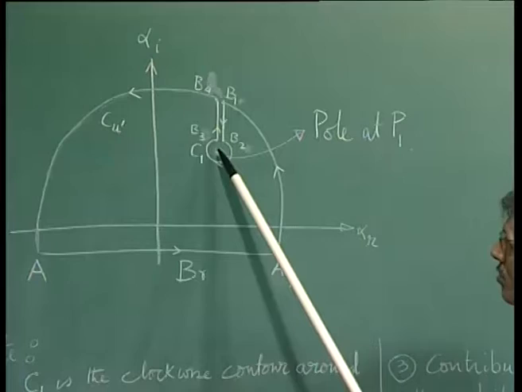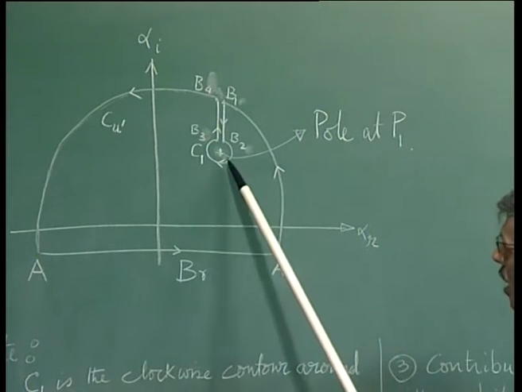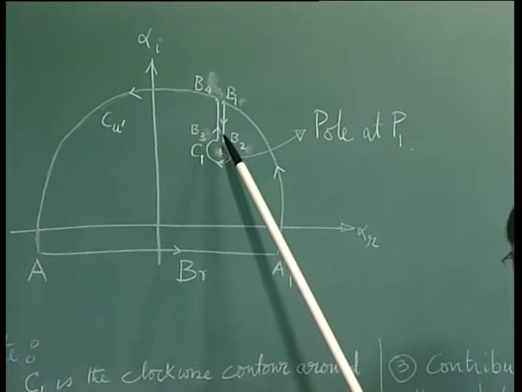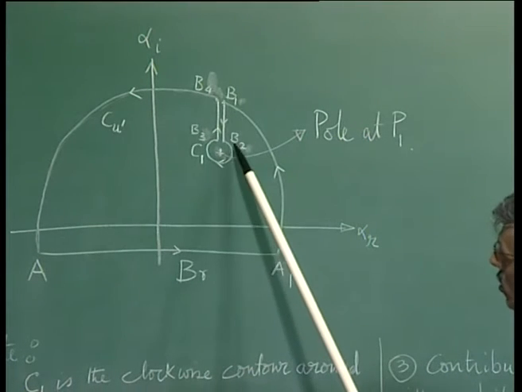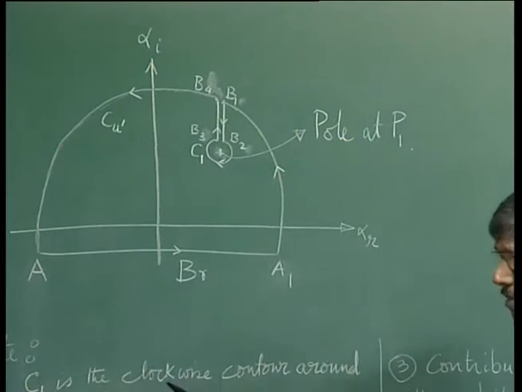The way we have designed the contour in a very specific way, the pole at P1 is circumvented by indenting a contour around, which is joined with the main contour with this vertical line B1, B2 and B3, B4, right.